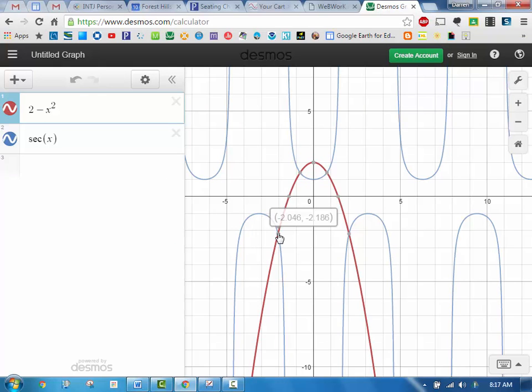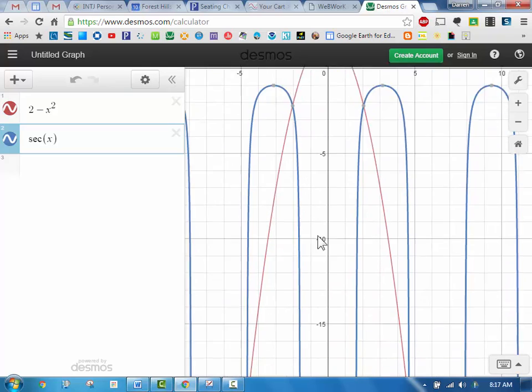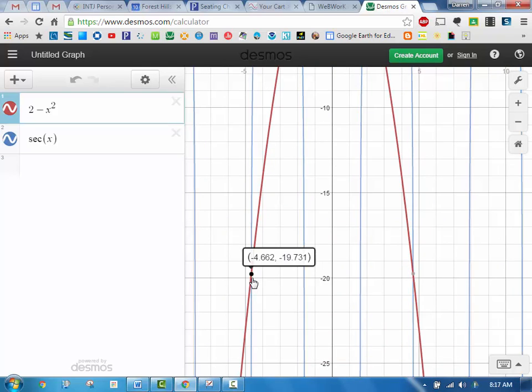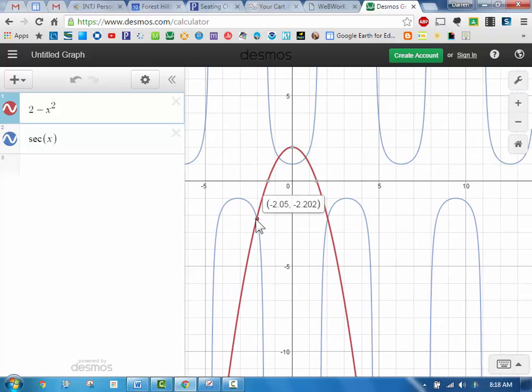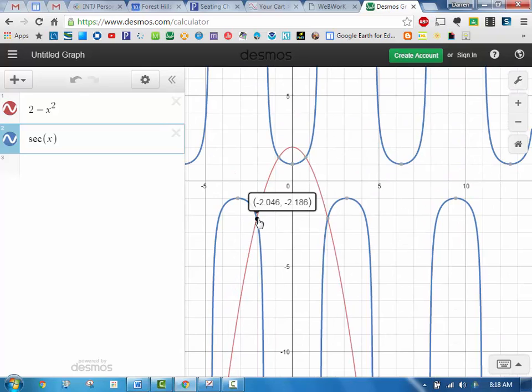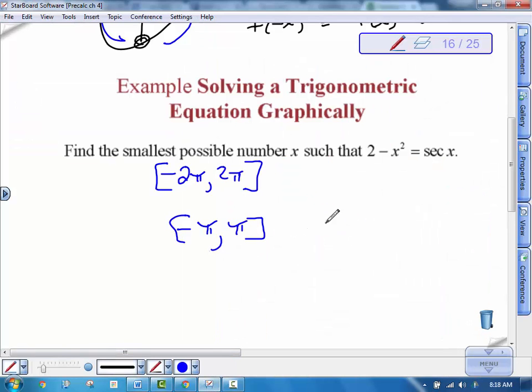That one's definitely within the region because negative pi is negative 3.14. So that one would work. Let's take a look at the next one, which is right here. That's outside of pi. So I would have to say my answer for the interval from negative pi to pi would be negative 2.046. So x is equal to negative 2.046.